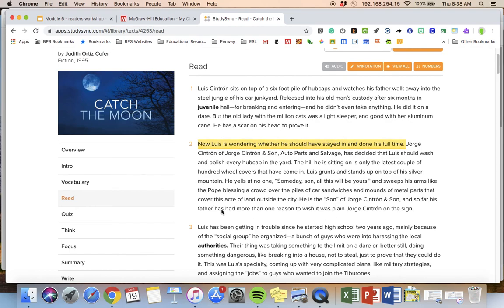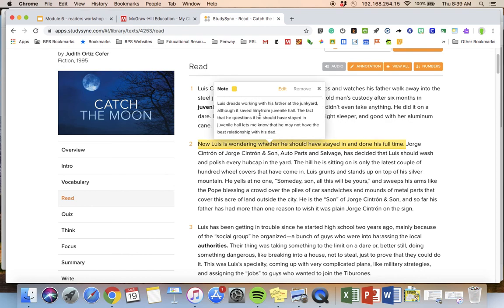So I'm able to do a lot of inferencing when I look at this paragraph, and I'm able to figure out a little bit more about what Lewis is like, as well as his relationship with his dad. Now, this note that I made is something that you can do on a sticky note in your independent reading book, and it's a good annotation to make. So let's see now if I can do this again.